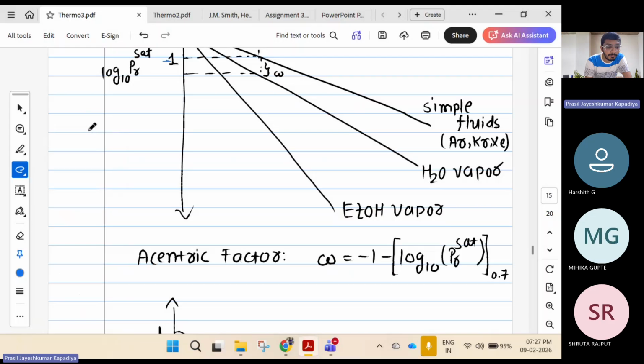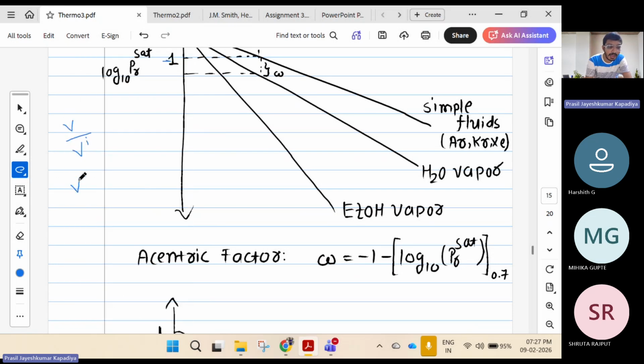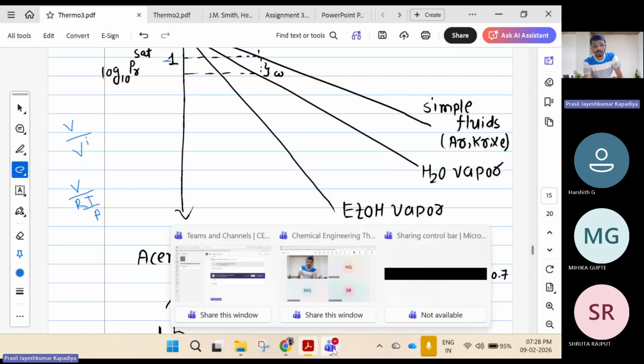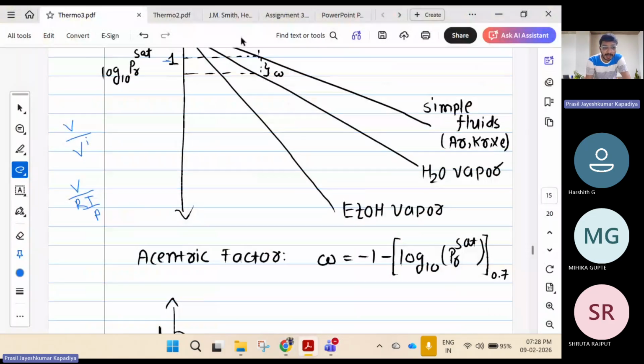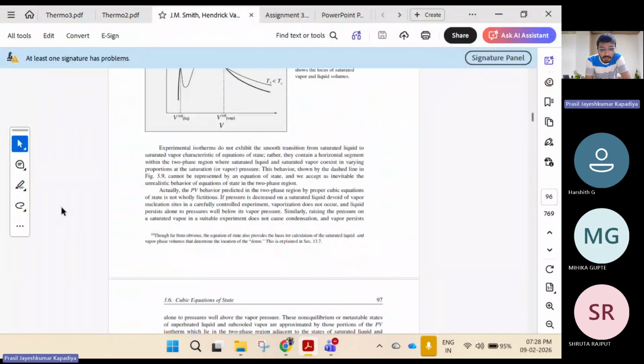So Z is nothing but the volume of the actual gas divided by the volume if the gas were ideal, so it is V by V ideal. My actual volume is V, and the ideal volume is nothing but RT divided by P. So my Z will turn out to be PV by RT. My Z values can be greater than 1 or less than 1 based on our condition. I will show you that plot, but I am not able to find it right now.